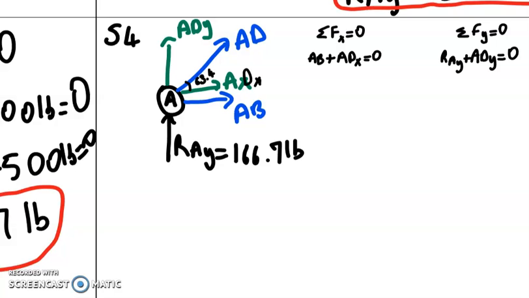So RAY is 166.7 pound force plus ADY equals 0. So from there ADY equals negative 333.3 pound force.